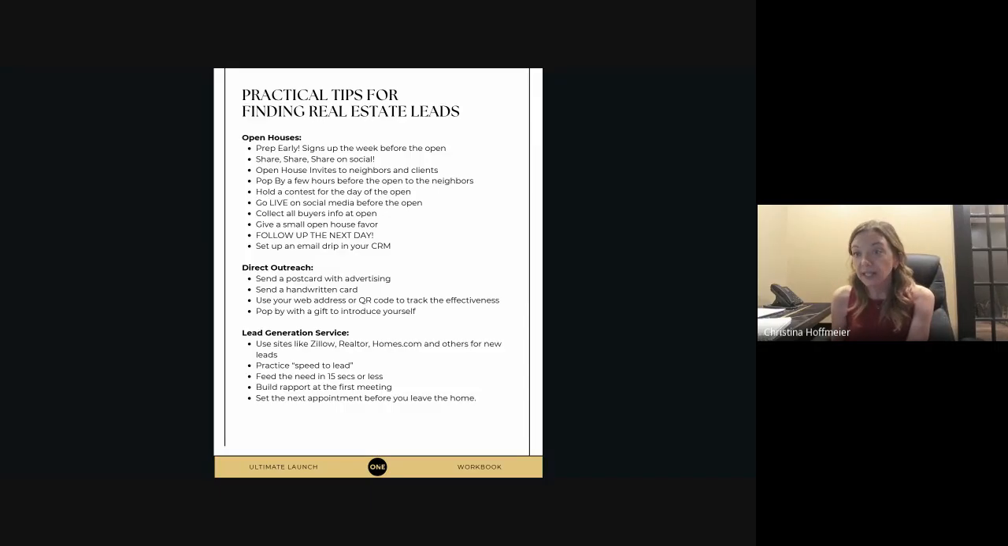Hold a contest the day of the open house. Maybe if they come over, they get an entry to a basket. They can win a gas card. Collect all buyers' info at the open. So make sure you're getting all of their information.